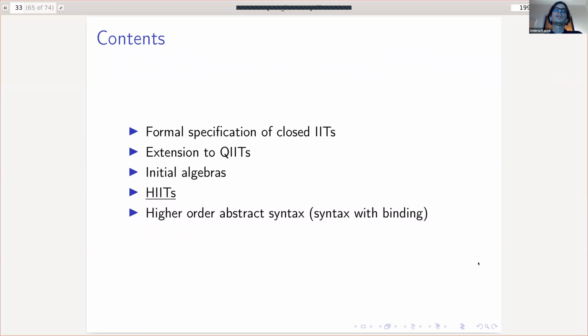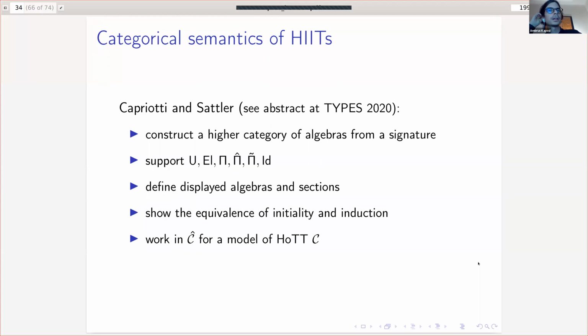Okay, so let me talk very briefly about categorical semantics for HIITs, which wasn't done by me. It was done by Capriotti and Sattler. They have an abstract at this year's TYPES, which unfortunately didn't happen, but the abstract describes their strategy very nicely. So they construct a higher category of algebras from a signature. They use two-level type theory to talk about higher categories in type theory, and they support all the type formers that we have. They also define displayed algebras and sections, and then they show the equivalence of initiality and induction in this setting as well.